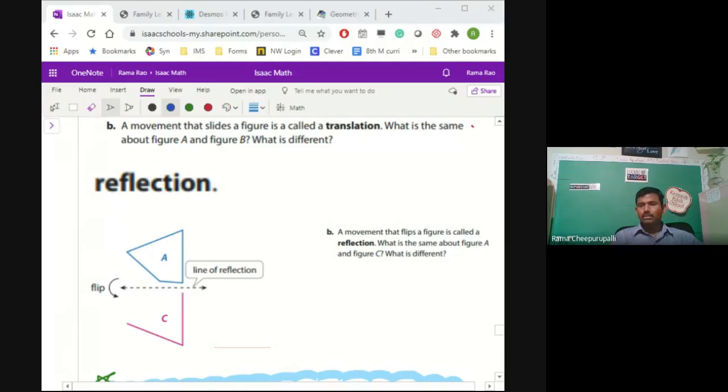Okay, reflection. Where do you see reflections? Okay, you can use the chat box and type your answers here, whatever you guys think.